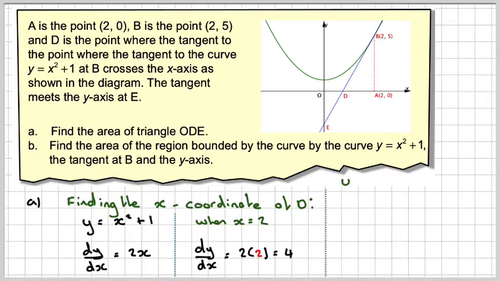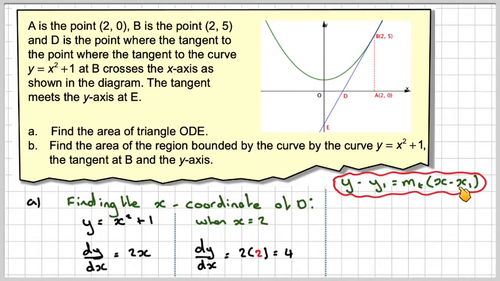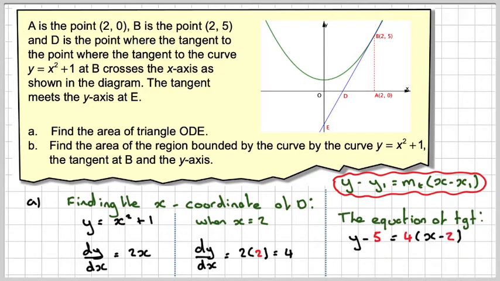Then we find its equation using y minus y1 equals m times x minus x1, where m is in fact 4, and we take this as a known point on the curve. So the equation of the tangent will be y minus 5 equals 4 times x minus 2. That gives y minus 5 is 4x minus 8, and y equals 4x minus 3. It's better to have it in this format.